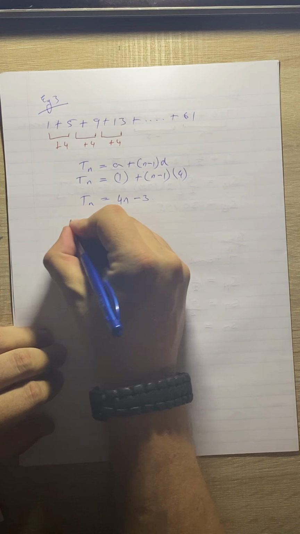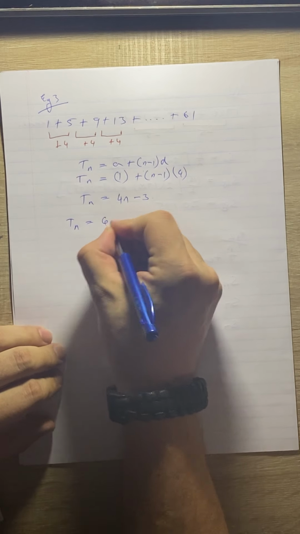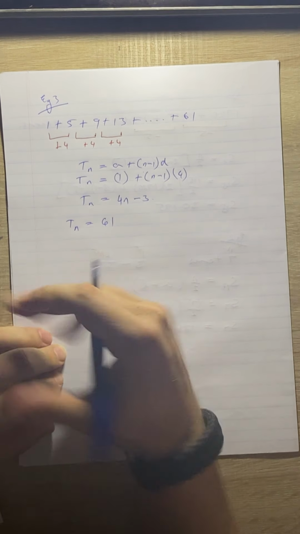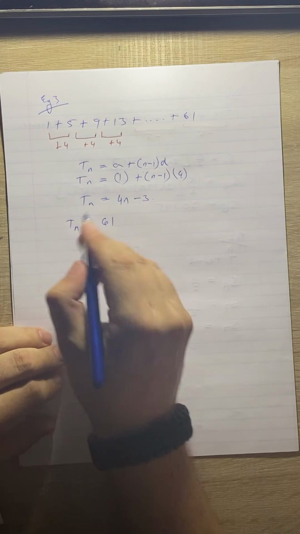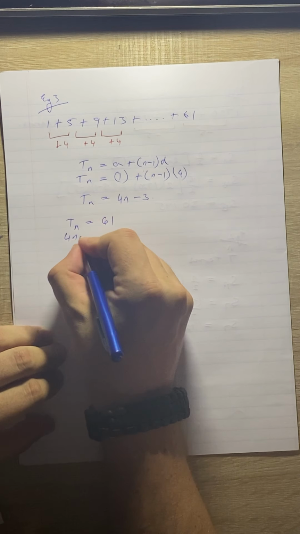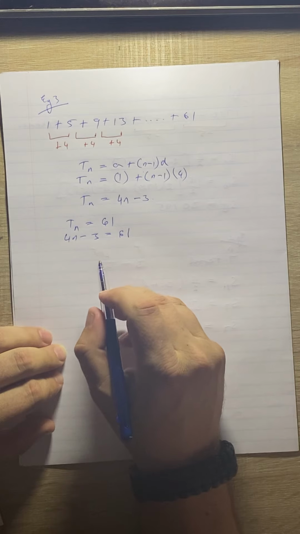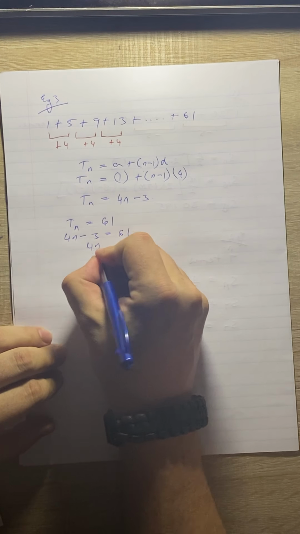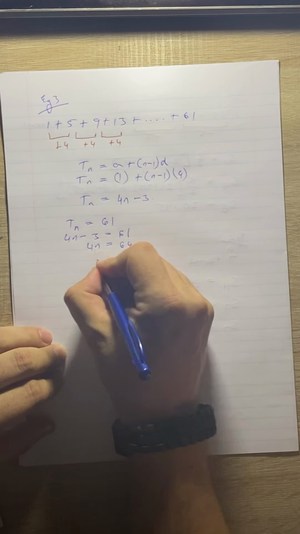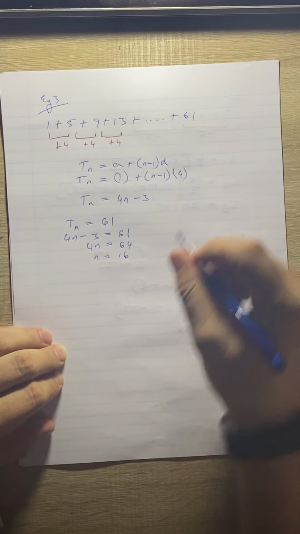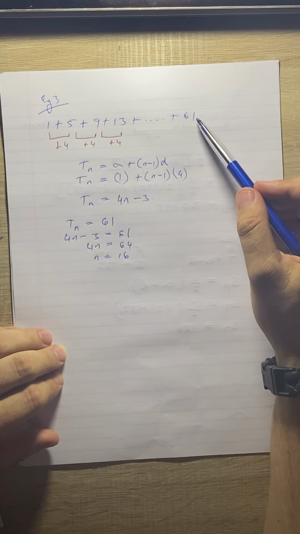Now if I set Tn equal to 61, and I solve for n, that will tell me how many terms there are. So we've got here 4n minus 3 equals 61. And if we solve for n here, we get n is equal to 16. So therefore there are 16 terms here.